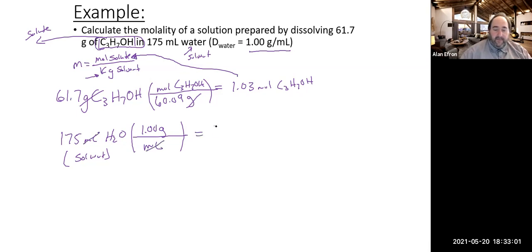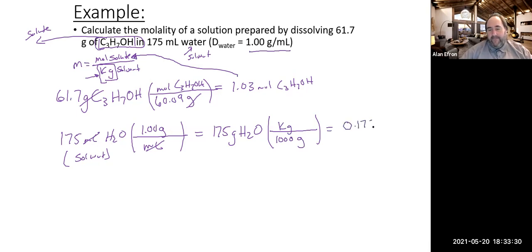I think I could do this math. That's 175 grams of water. We have now, using the density of water, converted our milliliters into mass, which is grams. But again, we don't want grams, we actually want kilograms. So we have one more conversion to do here. We've got to take it from grams to kilograms, and there are about 1,000 grams in 1 kilogram. That's going to give us 0.175 kilograms of water.